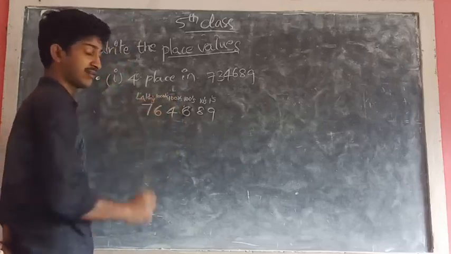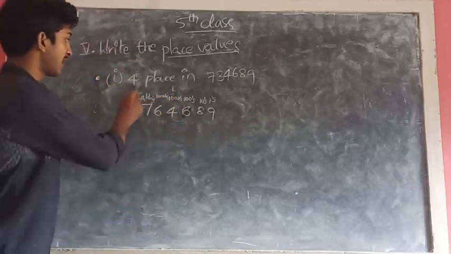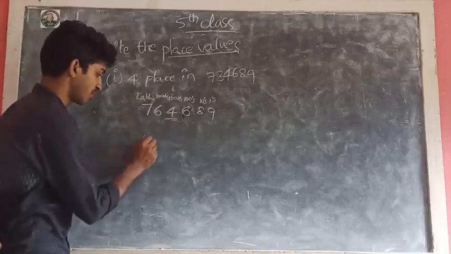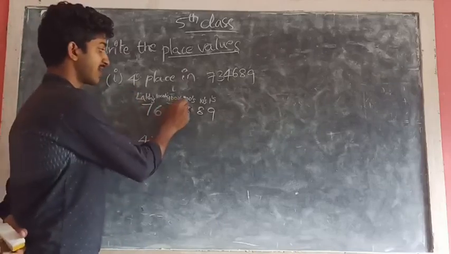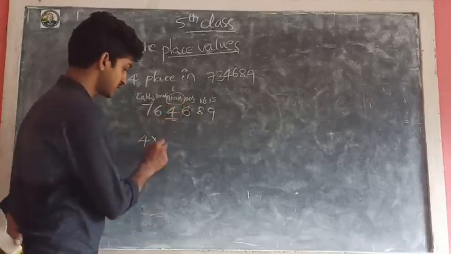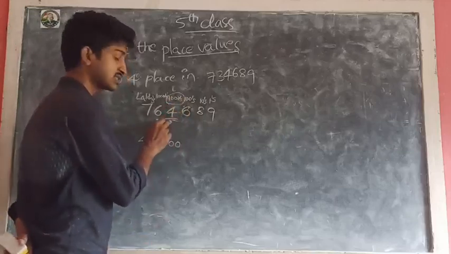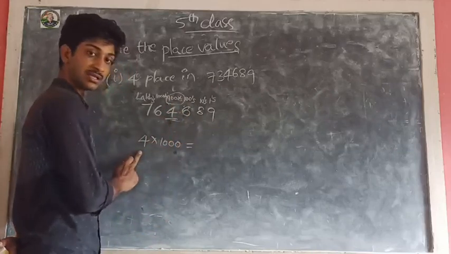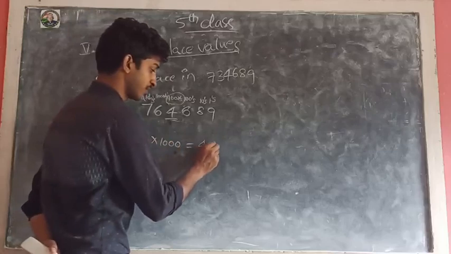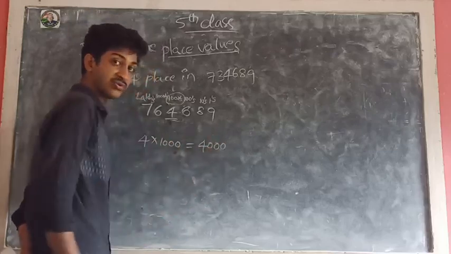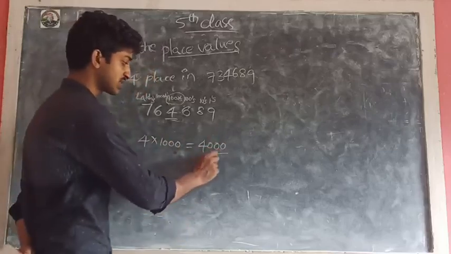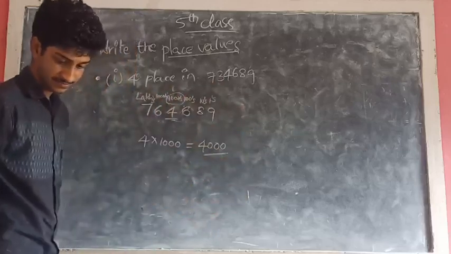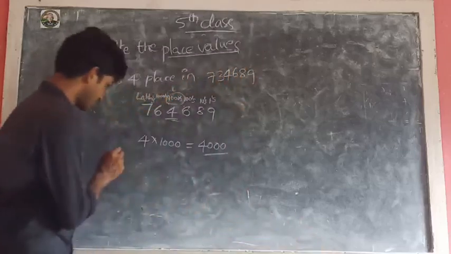And 7 is in the lakhs place. Now the digit is 4, so 4 is here, and we have to multiply 4 with that place value. The place value is 1000, because it is in the thousands place, so we multiply 4 with 1000 and we get 4000. 4000 is the place value of 4 in 734689.